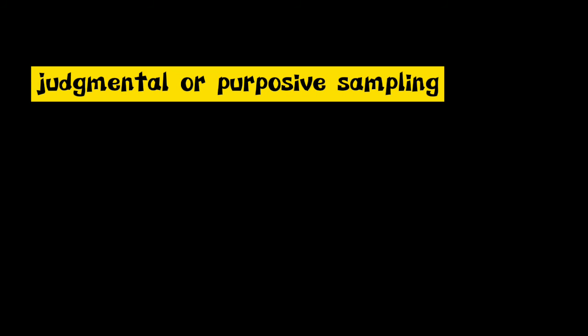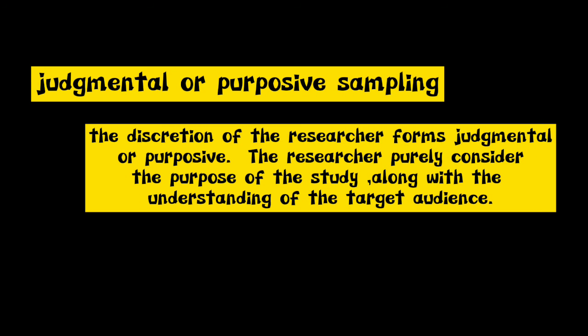The next one is judgmental or purposive sampling. The discretion of the researcher forms the judgmental or purposive sample. The researcher purely considers the purpose of the study along with the understanding of the target audience. Sa paggamit nito, kailangan lang naman natin mag-set ng specific criteria. Like for example, if it's based on age, let's say na the age bracket is 18 to 21. That's why only respondent lang na pasok dun sa ating age bracket ang pipiliin nating mga respondent.